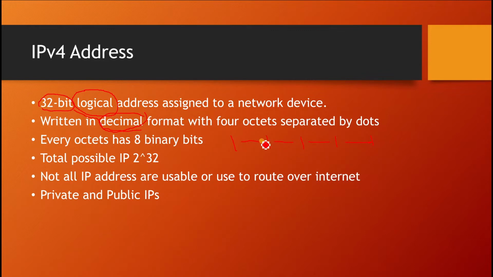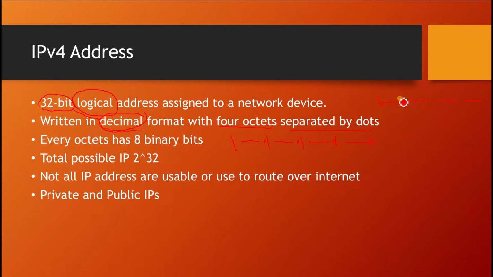To separate them, between every 8 bits we put a dot. So it becomes an 8-bit format. We call it 4 octets separated by a dot. You have 8 bits, then a dot, then 8 bits, then a dot, then another 8 bits, then a dot, and then another 8 bits.